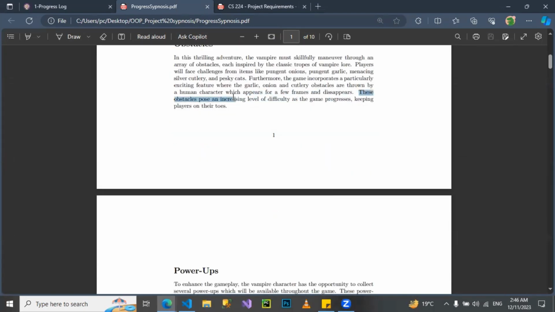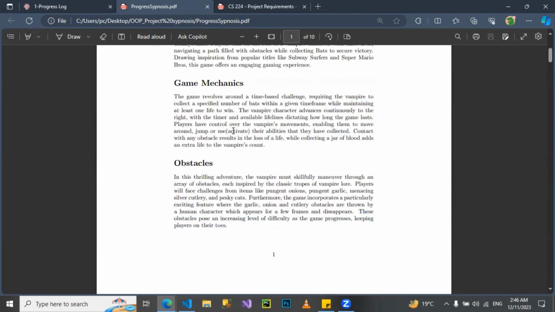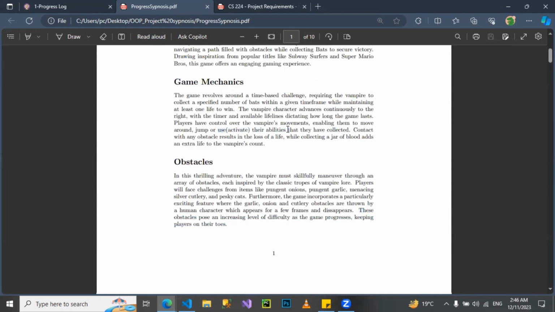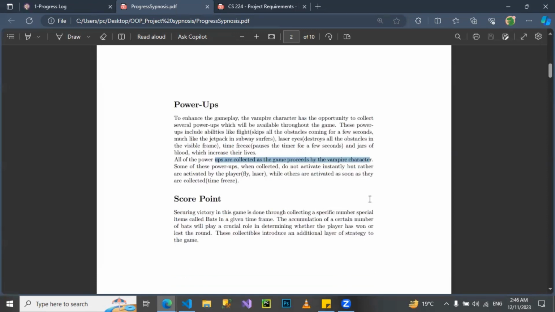So these obstacles pose increasing difficulty as the game progresses, keeping the player on their toes. Now there is a concept of power up that we talked about right here, the use of abilities. These power ups include abilities like flight, like the jetpack in Subway Surfers, laser eyes, which destroy all the obstacles in the visible frame, freezing time, which pauses the timer for a few seconds, and jar of blood, which increases their lives. All of these power-ups are collected as the game proceeds by the vampire character.